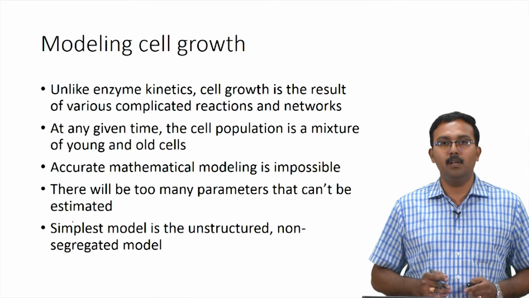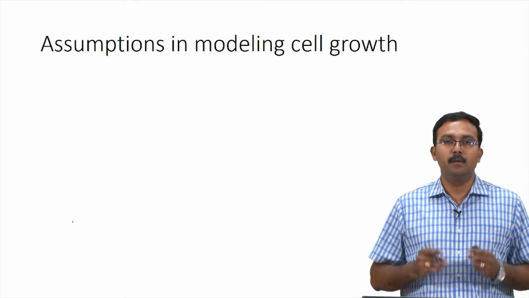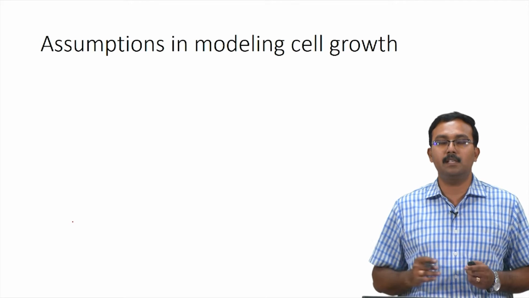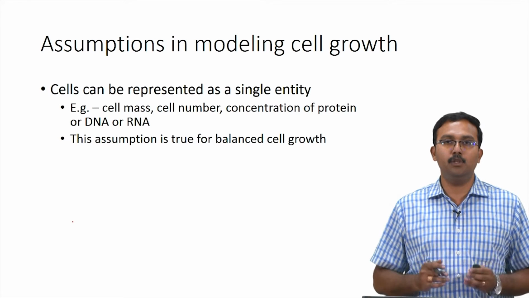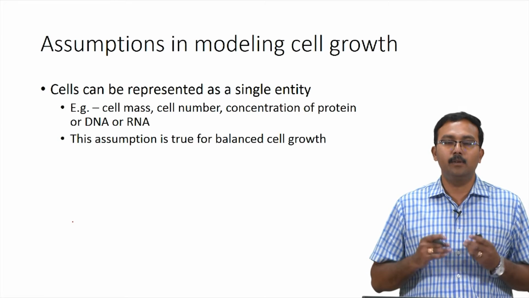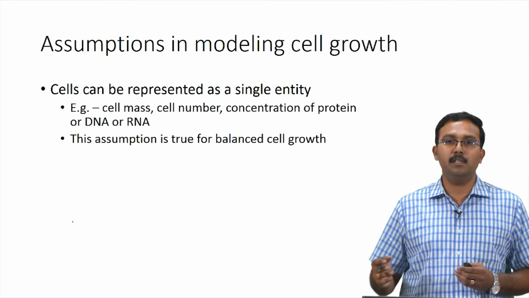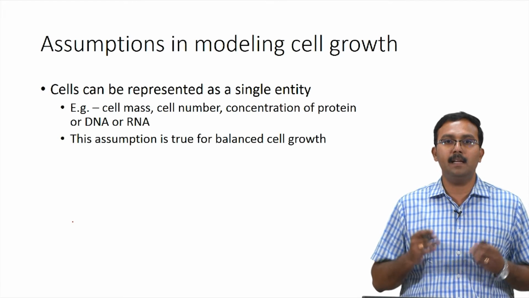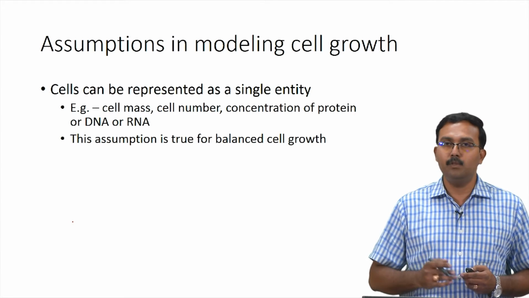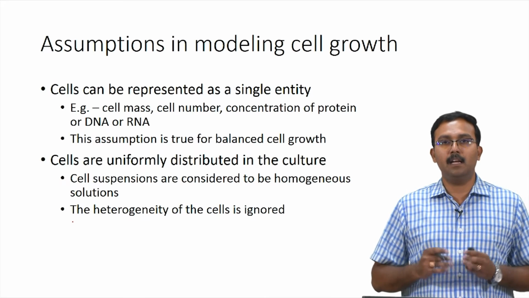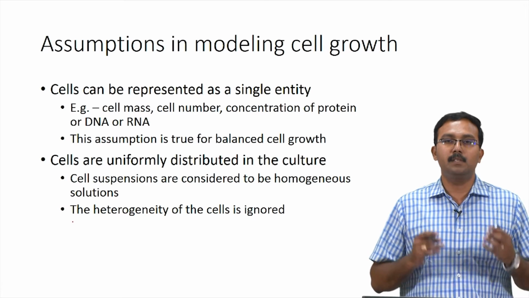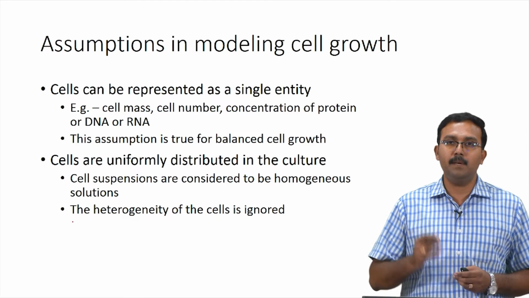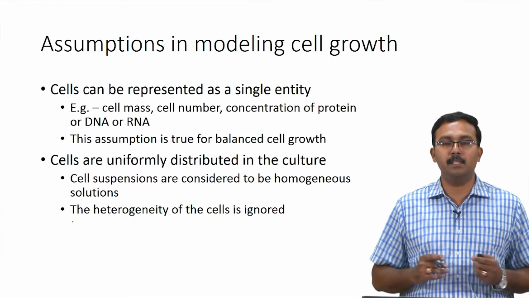We are going to look at one such model which is called the Monod model. Before we do this, we should understand what assumptions have to be made for performing this type of unstructured non-segregated modeling. The first thing is we will assume that cells can be represented as a single entity. It could either be cell mass, cell numbers, or concentration of a protein, DNA or RNA. The use of concentration of protein, DNA and RNA is acceptable for balanced cell growth period, which would be the exponential phase. Cells are assumed to be uniformly distributed in the culture. So, cell suspensions which are actually heterogeneous are considered to be homogeneous solutions, and the heterogeneity among the cells themselves is also ignored when we perform this type of modeling.